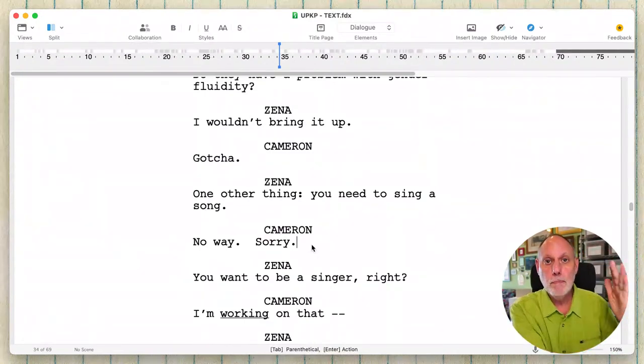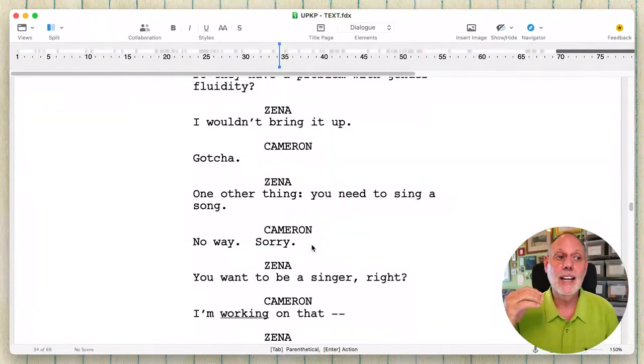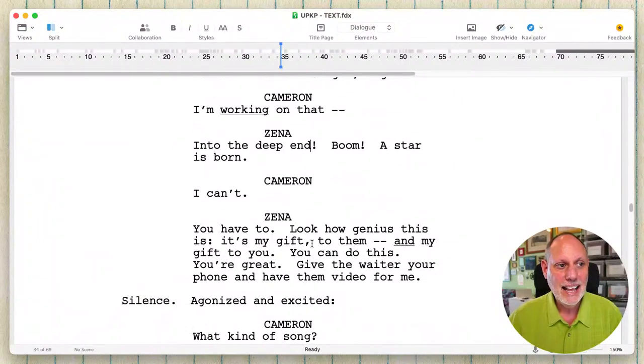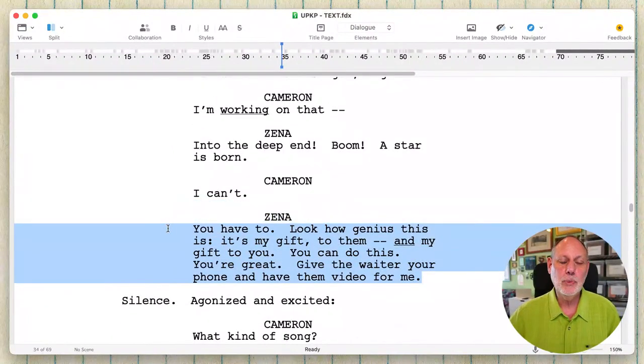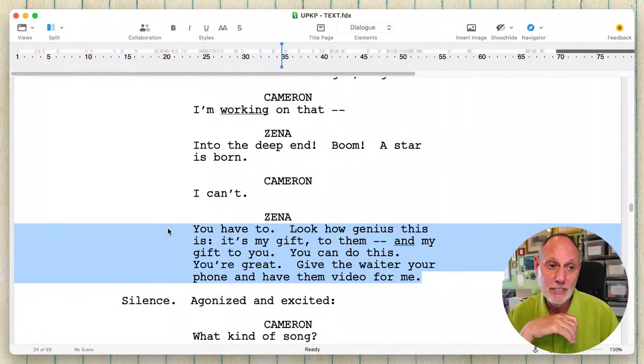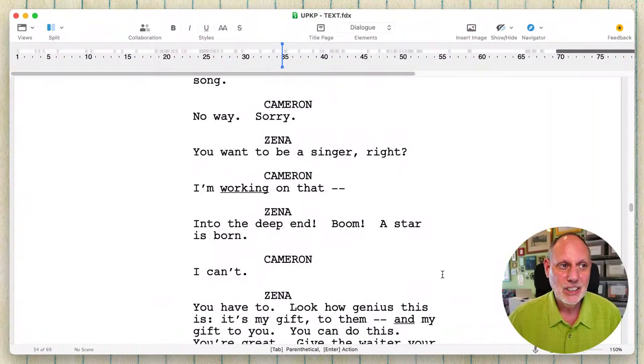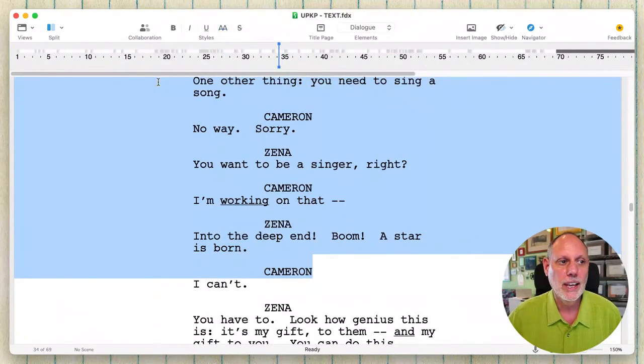Song. Boom. Now the scene has a structure. Xena has pushed too far, and Cameron is resisting, and then Xena pulls it out. We find this is a revelation of how Xena works. The truth is, Xena is right. It is a gift to both parties. It is a special thing for the parents, a weird special thing, but still a special thing, because she honestly does believe that Cameron will do well, and it's a gift to Cameron because Cameron needs to be pushed to perform.